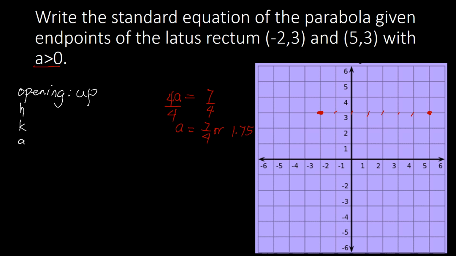So we have now our a, which is 1.75, or this is 7 over 4. So we are now going to locate our vertex because we need the information for our h and k. But then, since we are given the endpoints of the latus rectum, we cannot find our vertex directly. Instead, we are going to look for our focus first.